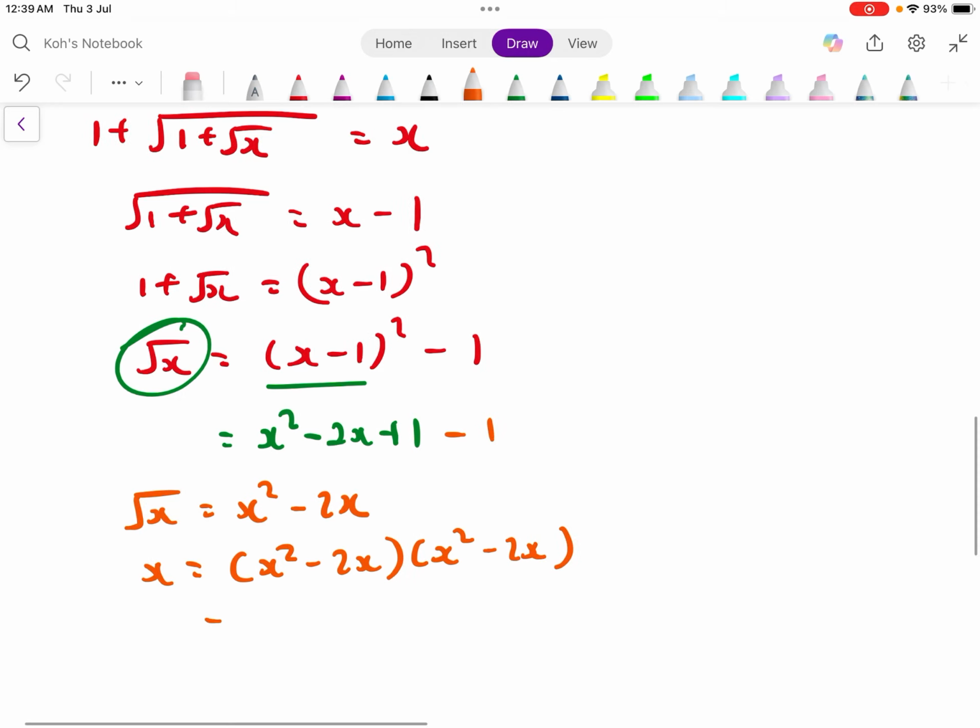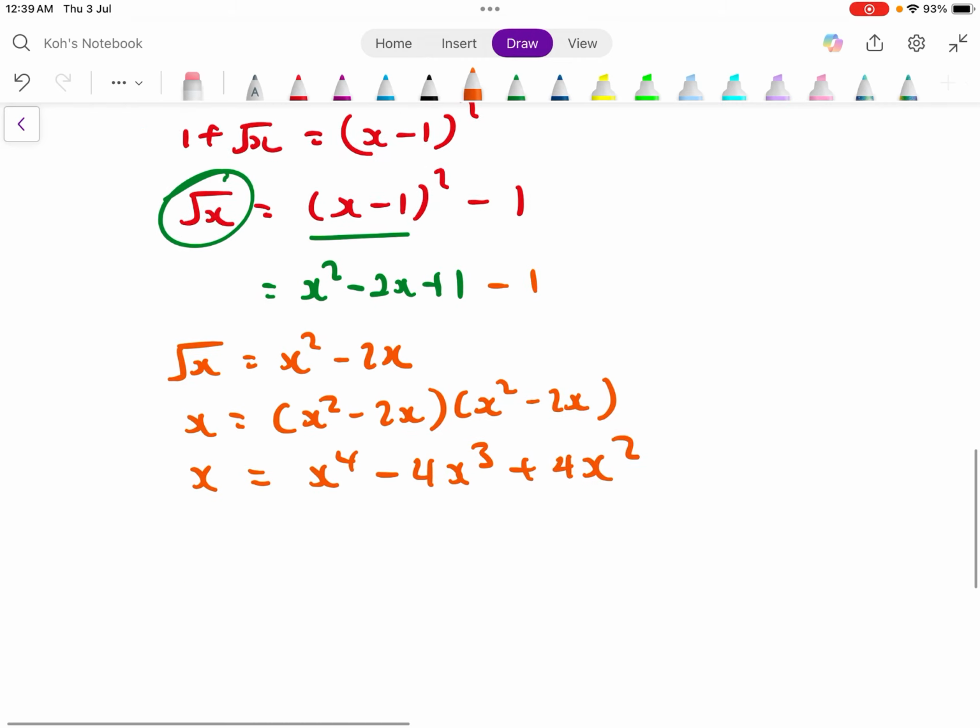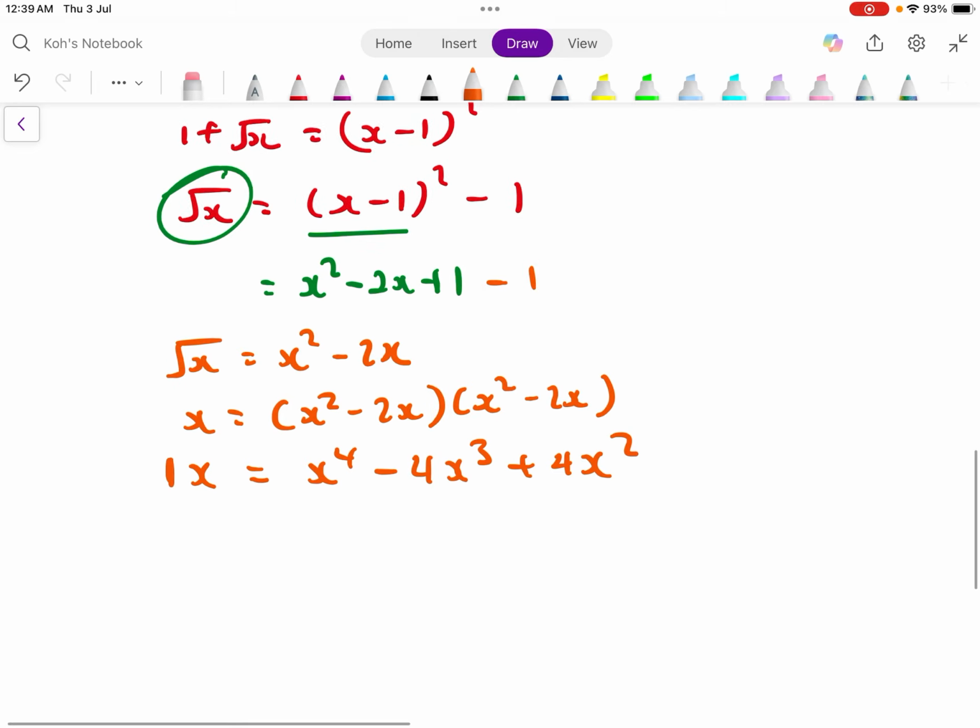So you do the rainbow expansion. What you will get is x^4 - 4x cubed + 4x squared. Of course, you will see the form already, but not exactly the form that they want. So it's very simple. You factorize the x out, just one x will do: x(x cubed - 4x squared + 4x).